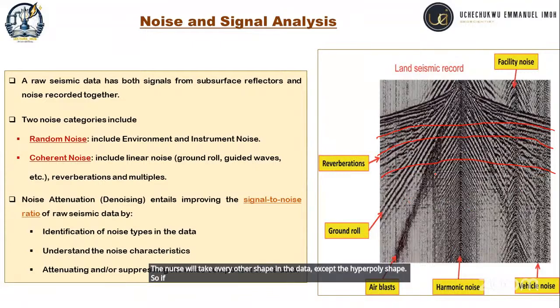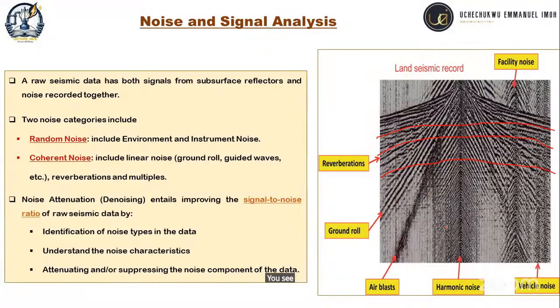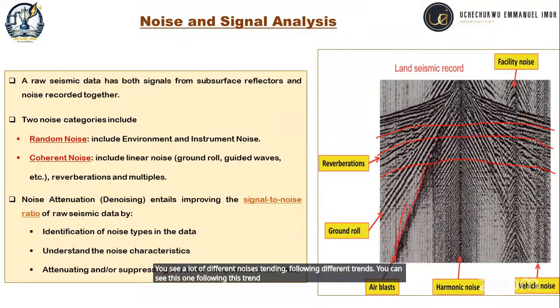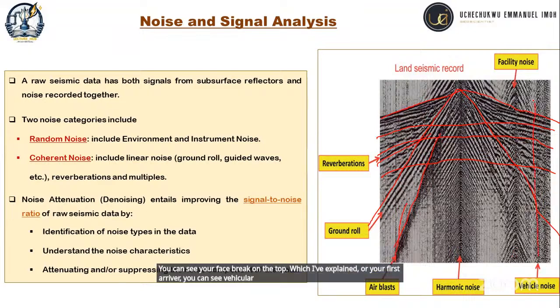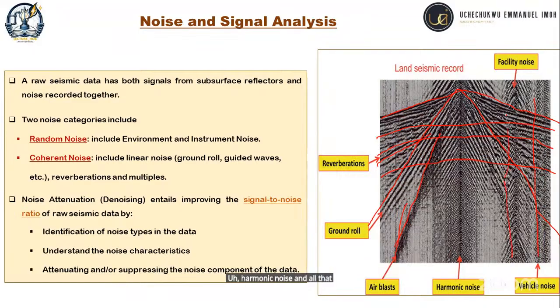So if you're looking at the data in front of you, the seismic shot gather in front of you, you see a lot of different noises following different trends. You can see this one following this trend. They call it the air blast. You can see the ground roll noise is going this way. You can see your reverberations going this way. You can see your first break on the top, which I've explained, or your first arrival. You can see vehicular noise following a vertical motion, harmonic noise and all that, facility noise and all that.